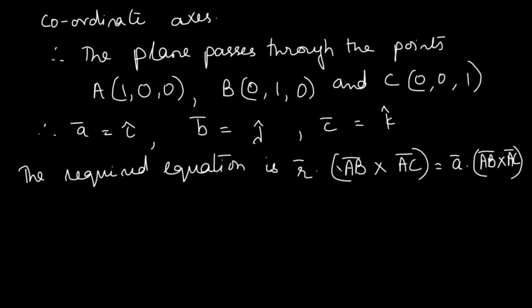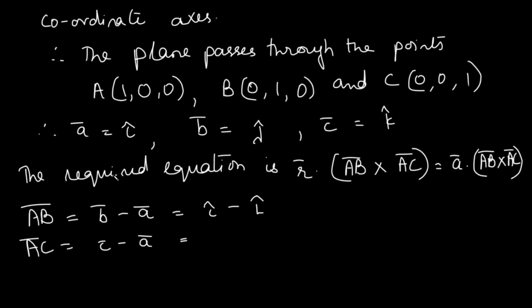Now what to find over here? First of all, you have to find AB. Before applying this equation, we have to first find what is AB. So AB becomes B minus A, which is now j minus i. Similarly, AC, C minus A, which is k minus i. Okay. Then we also require what?